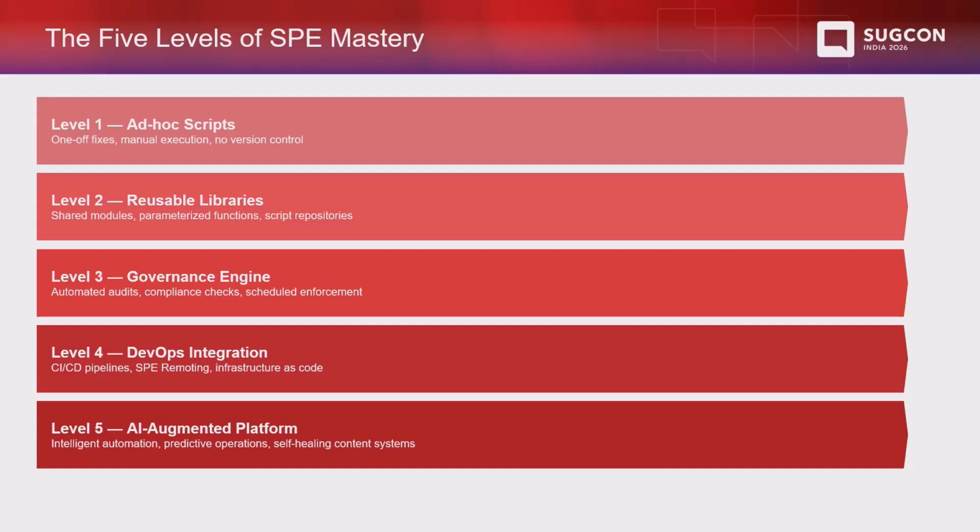Then at the second level, let's suppose you want to do some operations on the Sitecore side on a weekly basis. Instead of writing the same script and executing it every time, you can create a library or a module, and then use it again and again. And if you have to do these operations for different items, then you can make it parameterized. So you can pass the parameters and use the same script again and again.